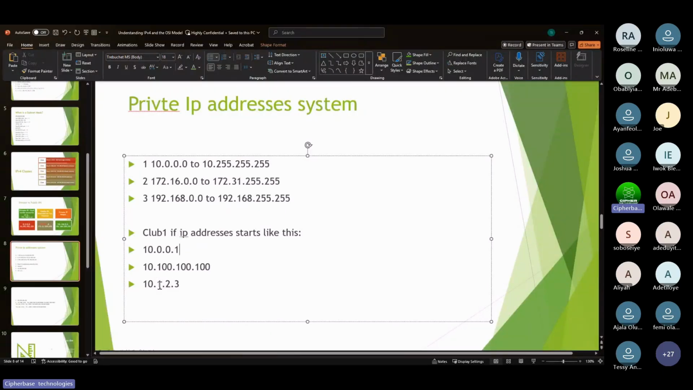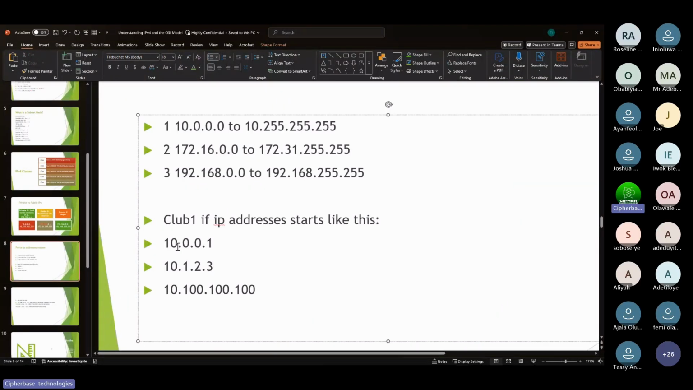Let me just arrange it so you can understand the arrangement very well. As you can see, 10 dot, you will know that this is private IP. 10 dot, this is private IP. 10 dot, this is private IP. This is our first club.